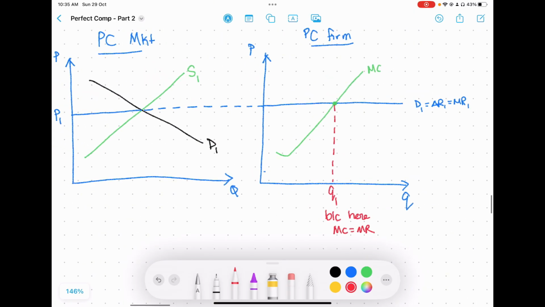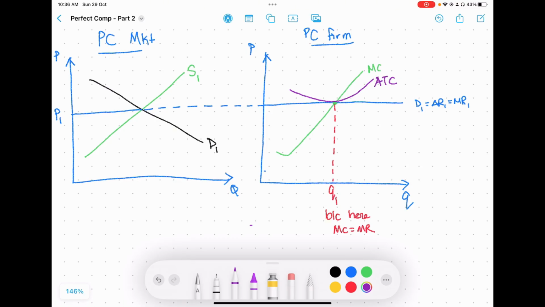Now we said that this is the long run equilibrium, which means I need to draw the ATC curve. All right. So this is the ATC curve. I try to draw it so that MC is going through the minimum. Remember, MC always intersects the ATC at this minimum point. So that's what I've tried and drawn here.